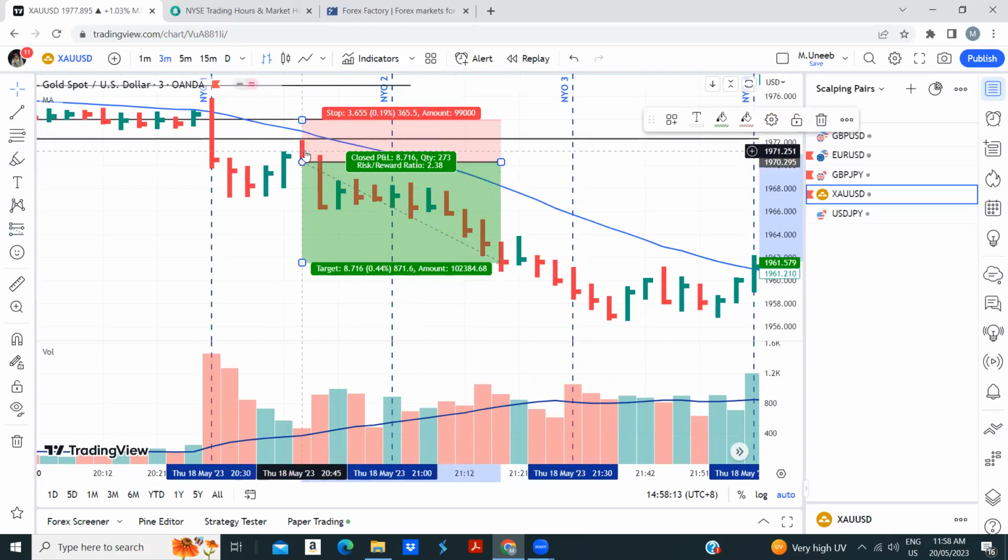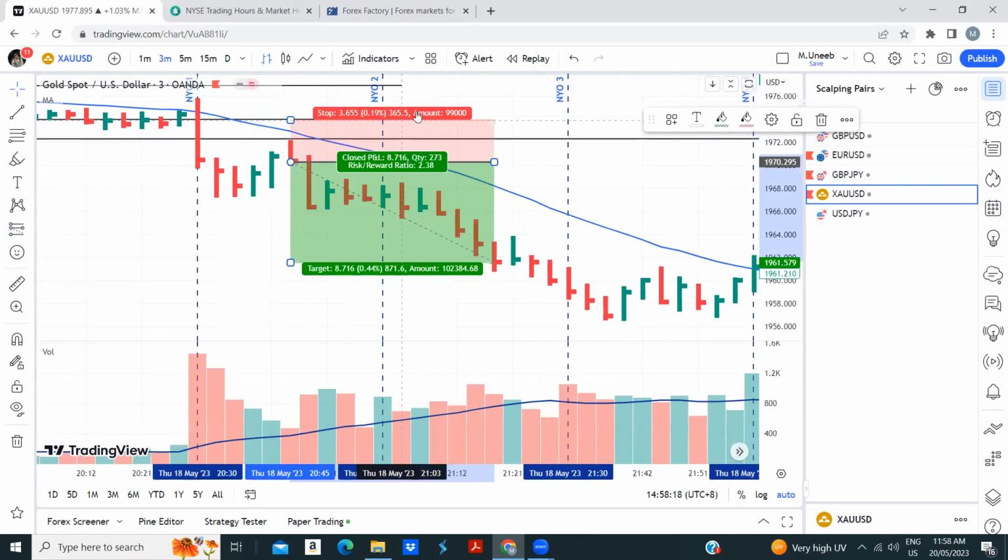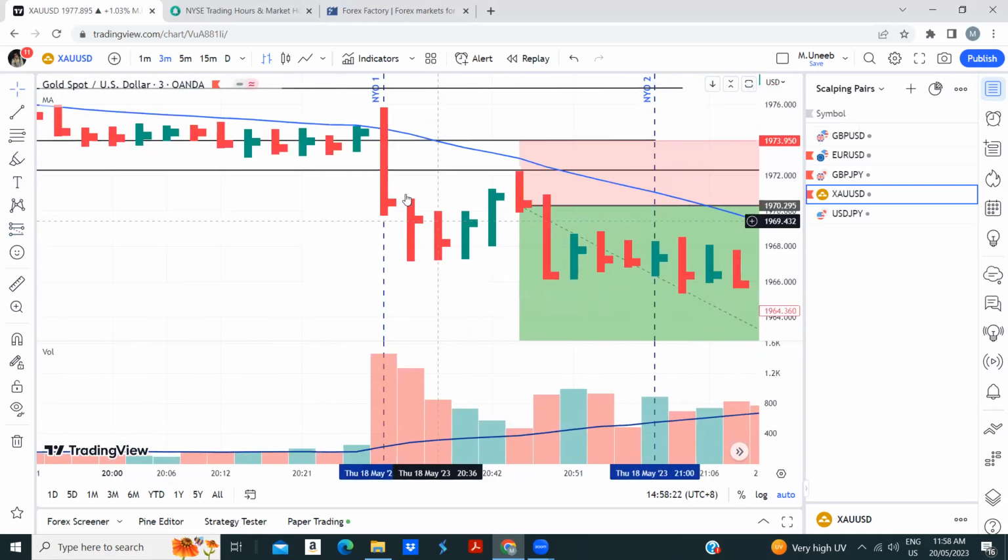Let's suppose if somehow you miss this entry. You miss this entry. Okay. What are you going to do? And before the breakout, what do we see here? We have a very, very tight range, right?